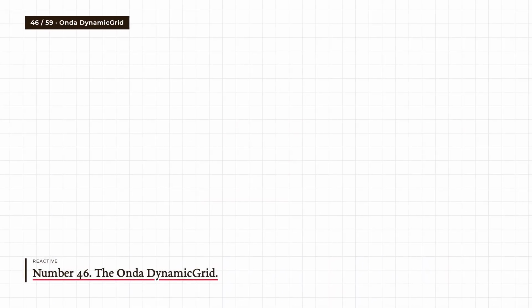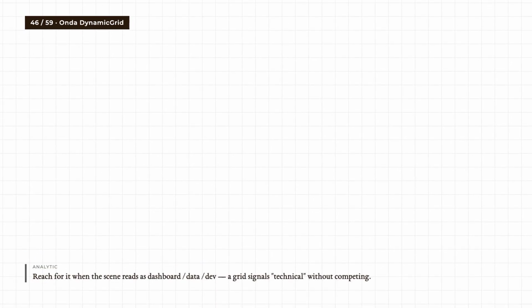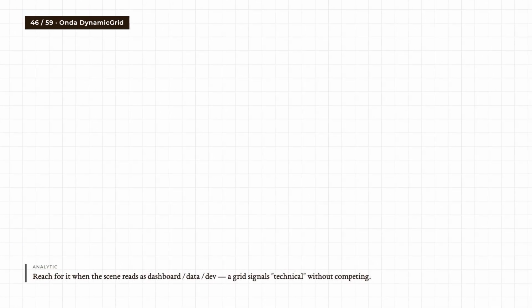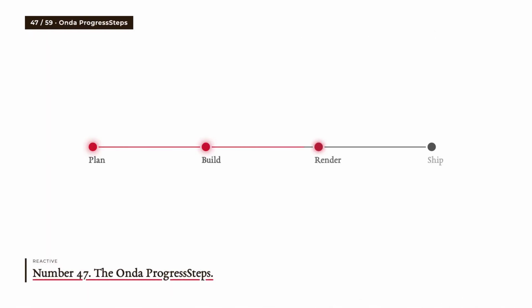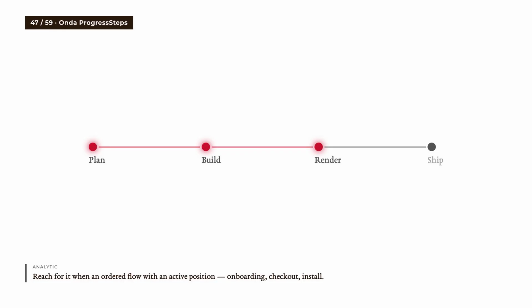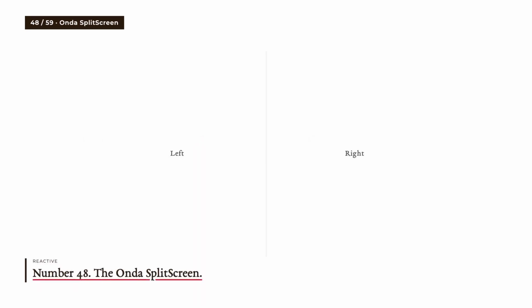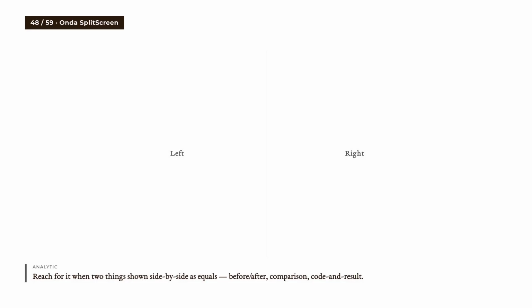Number 46, the Onda DynamicGrid. Reach for it when the scene reads as dashboard, data, dev. A grid signals technical without competing. Number 47, the Onda ProgressSteps. Reach for it when an ordered flow with an active position, onboarding, checkout, install. Number 48, the Onda SplitScreen. Reach for it when two things shown side by side as equals, before, after, comparison, code, and result.